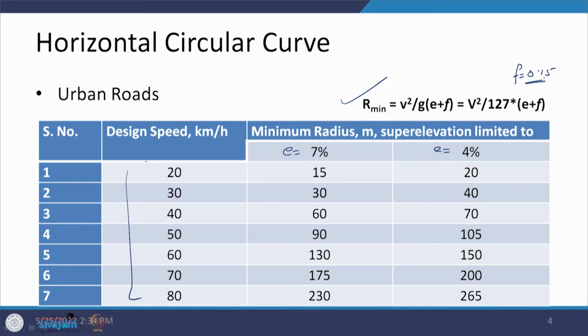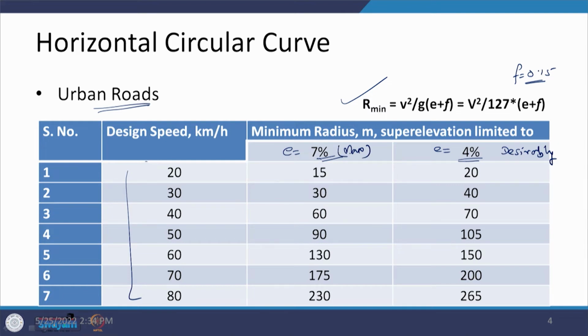Now, the only variation which is going to be there is either the speed, or for that particular speed the other variation is the value of small e, and that is what is being talked about here as 7% and 4%. When we are talking about these two values, I can tell you that in the case of urban roads, desirably we try to provide 4% as the rate of super elevation, and if there is an issue, then we can go to a maximum value of 7%.